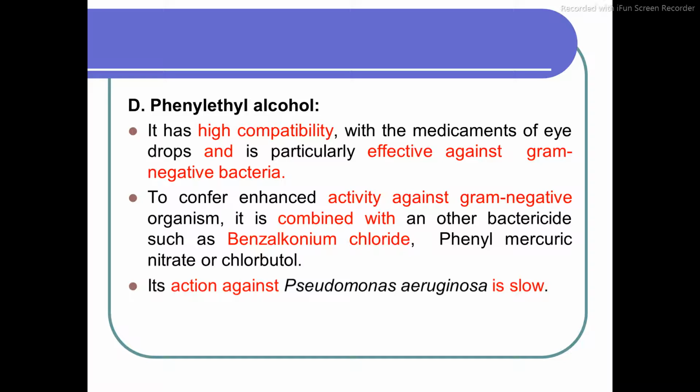It is slowly soluble and is used in a concentration of 0.5% weight by volume, and it has slow antibacterial activity and high rubber absorption. So again, this type of preservative is not suitable for containers that have a rubber closure.